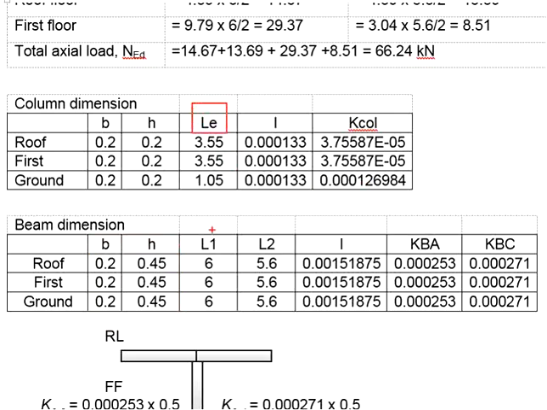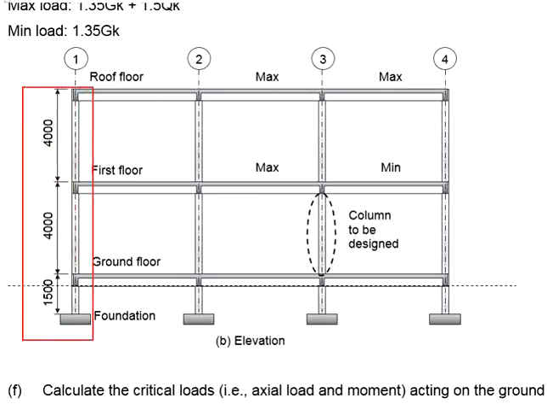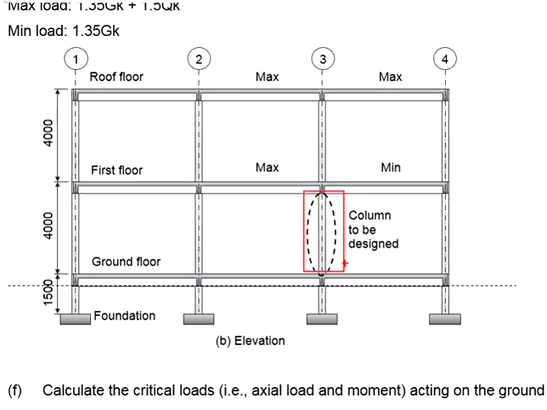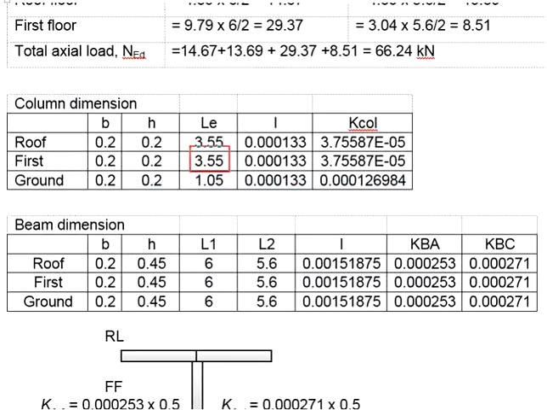Next, we will need to determine the effective length. The effective length of the columns will be determined by the clear span of the column. Let's say now we are talking about this column. The effective length will be the story height, which is 4 meters, minus the height of the beam, which is 450 mm. What is left over will be 3.55 meters. That gives you 3.55 meters effective length.